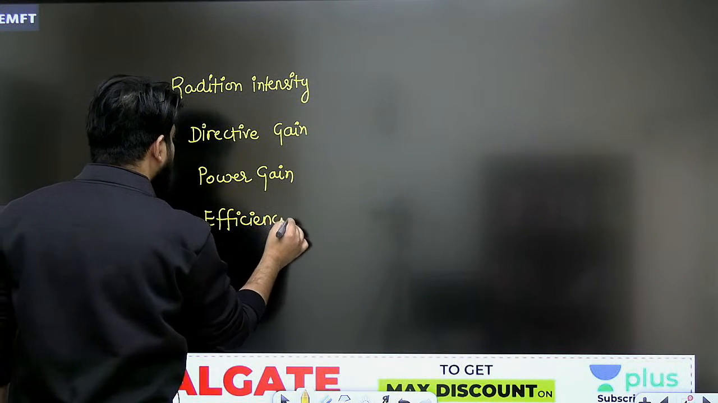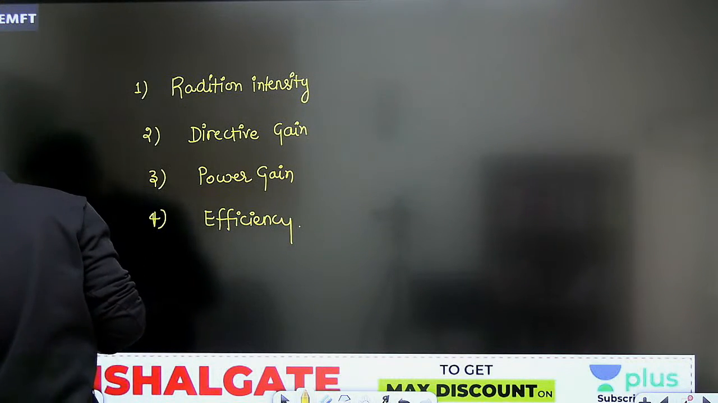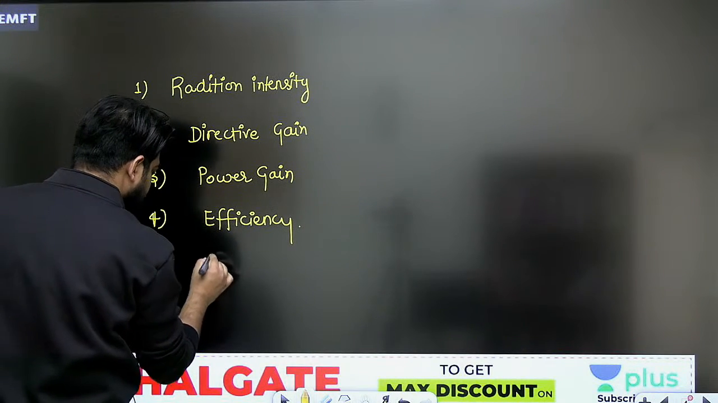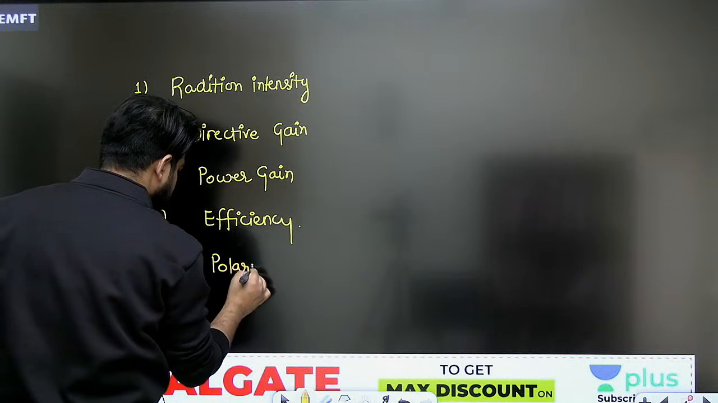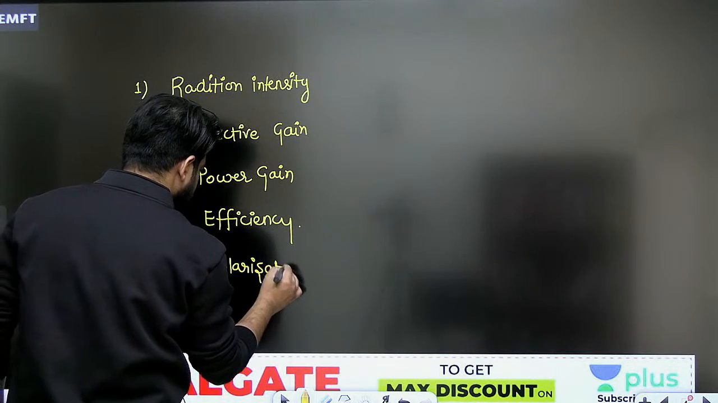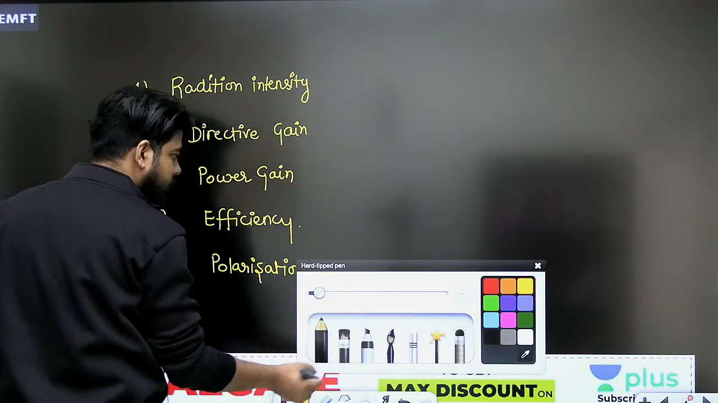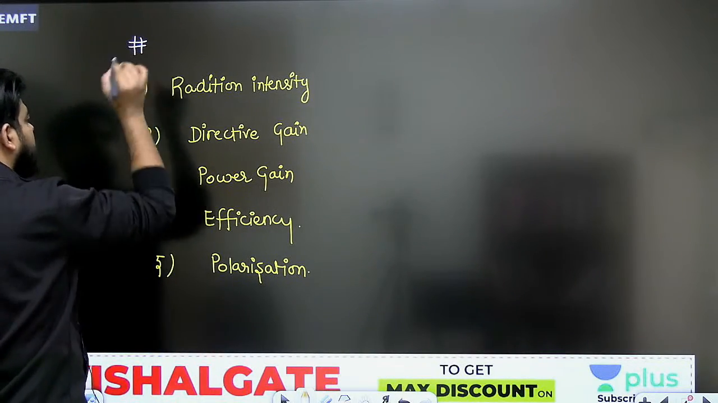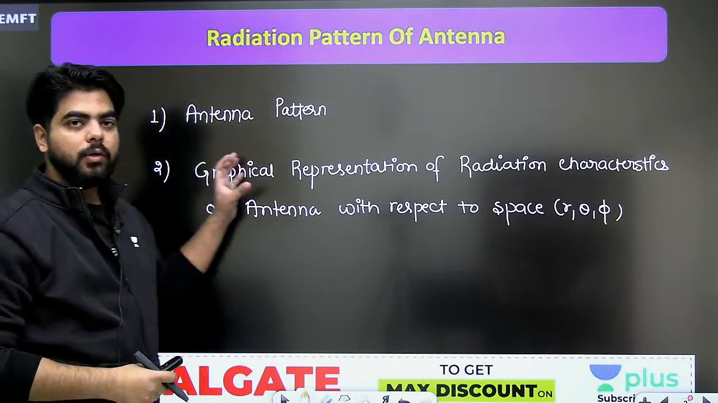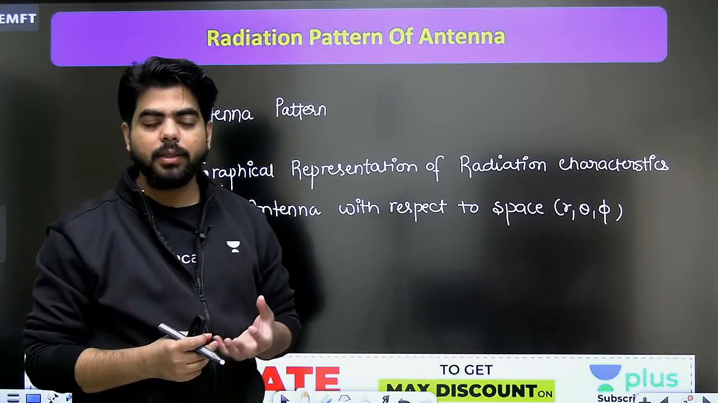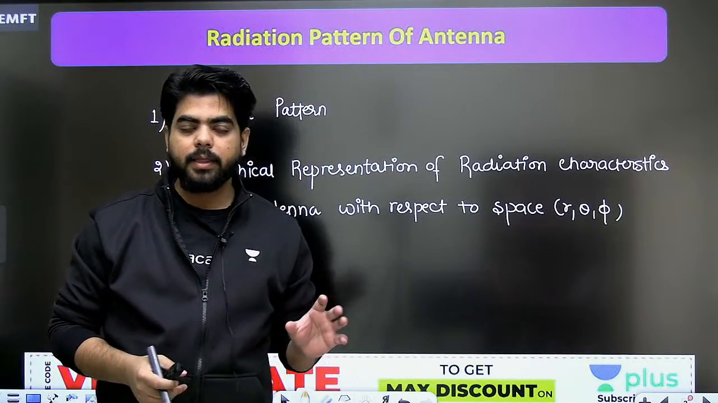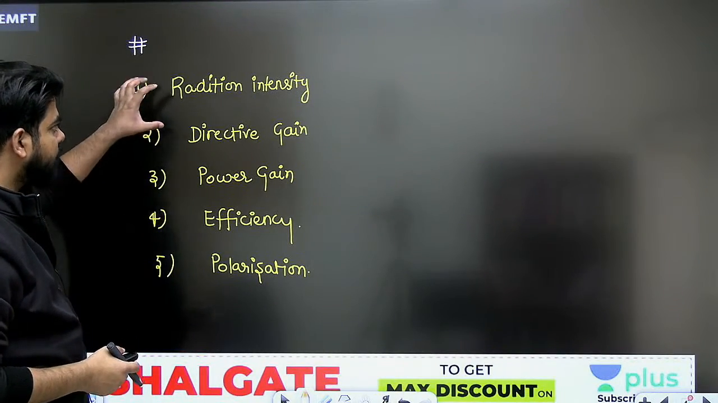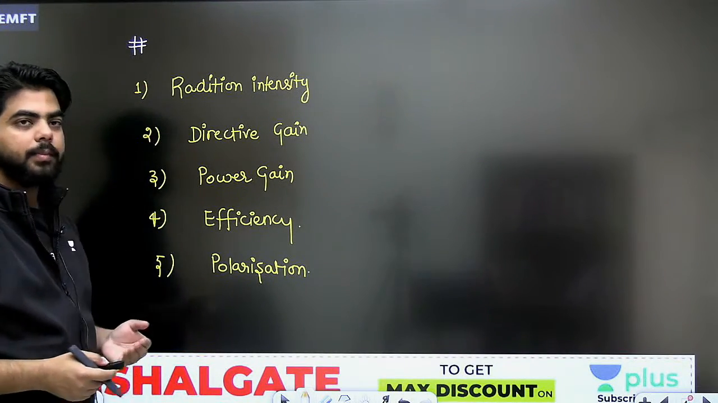So these are certain properties which are based on the radiation pattern, and also polarization. All these things are basically calculated from the radiation pattern. So a very important point of the radiation pattern is that you want to plot the radiation characteristics in space, and in that space you want to calculate the following parameters with the help of the radiation pattern.